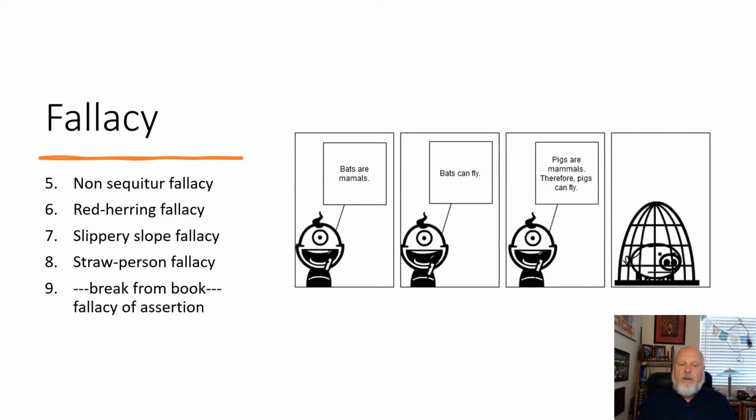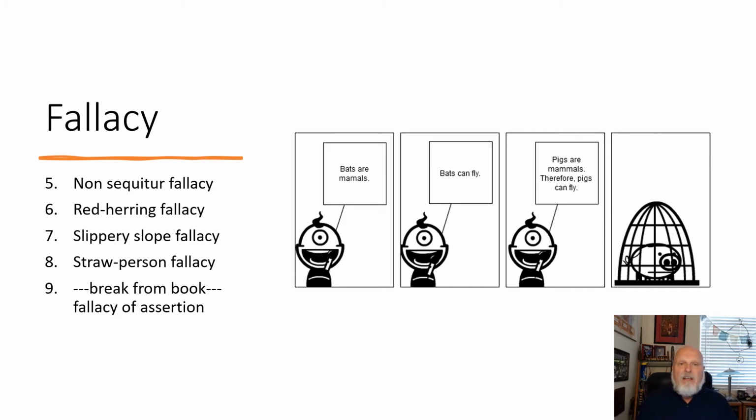Non sequitur fallacy, where one thing doesn't follow the other. If we go back to Bob lied, well, so Bob lied, so he can't be trusted, so he's going to have heart disease. No, that didn't follow. It didn't make sense. One has nothing to do with the other one.